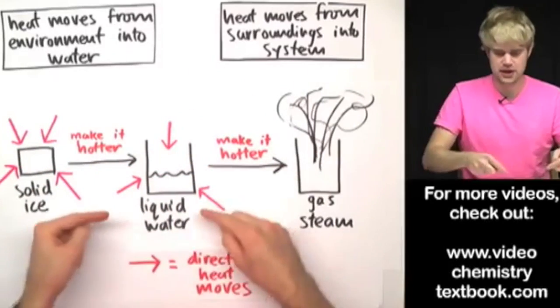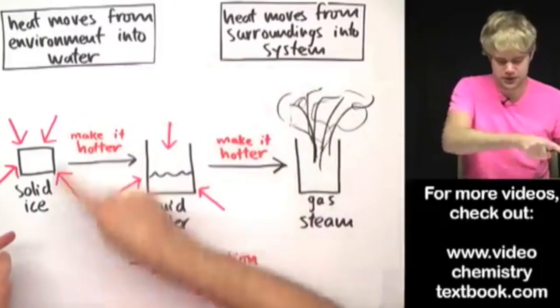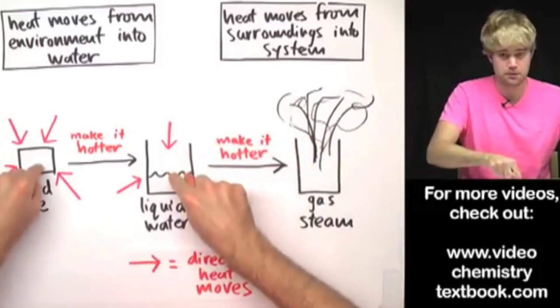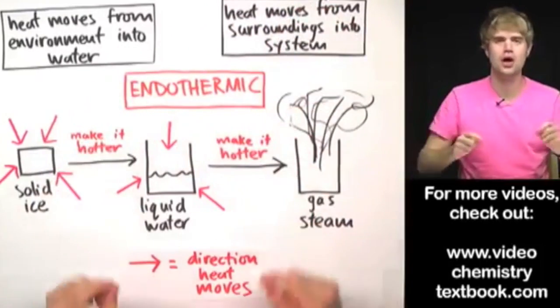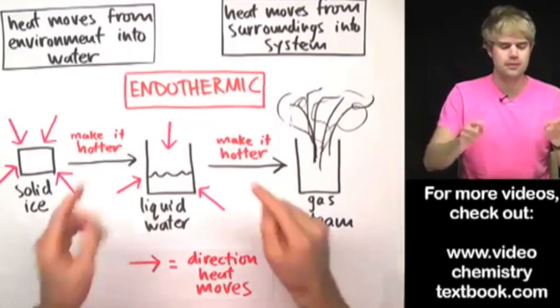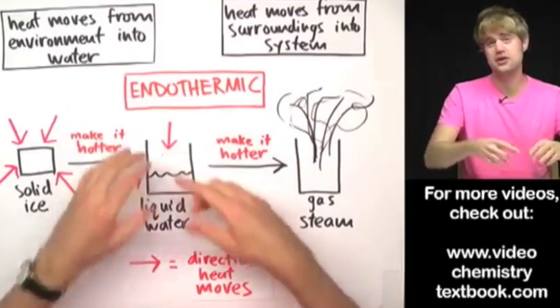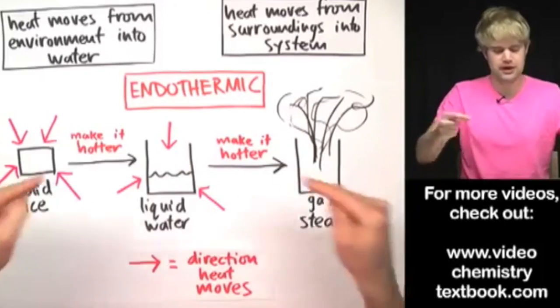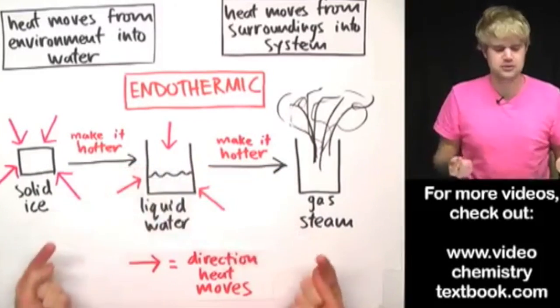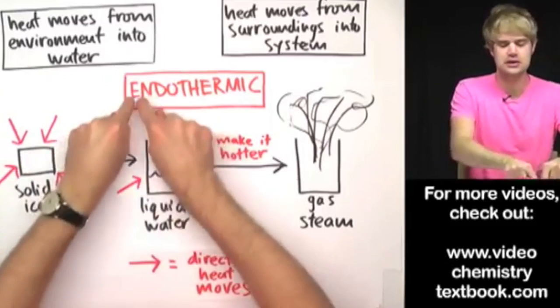But in all of these cases, when heat is moving from the surroundings into a system, we are talking about an endothermic process. You can remember this because N sounds kind of like in, and that's just what's happening. Heat is moving into the system, it's moving into the water, it's moving into the ice.